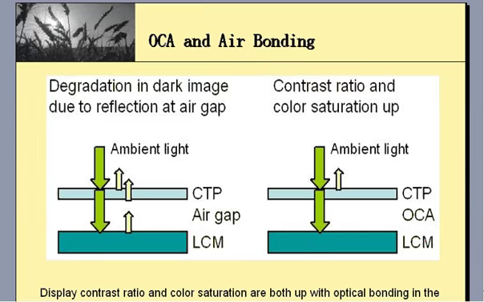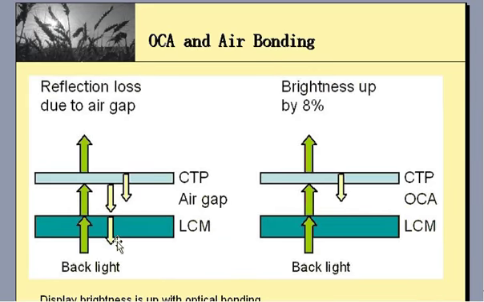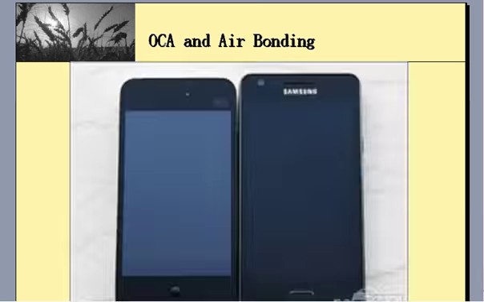If it uses a backlight, it is the same thing. We can see that there is a 3-layer reflection with air bonding, but for optical bonding, OCA bonding, there is just one reflection. Comparing these two, we can see the brightness can be increased by 8%. You can easily see the difference between OCA bonding and air bonding. Okay, that's all for today.